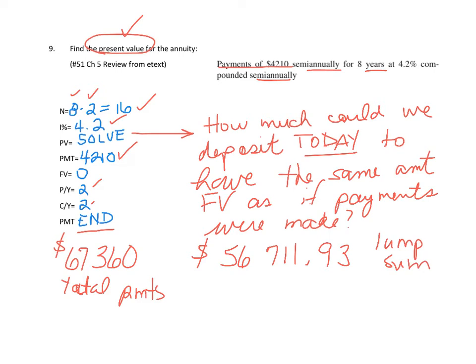Of course, the catch is you may not have this much money up front, but even though this is a lot more money coming out of your pockets, you may have $4,210 twice a year to be able to deposit, rather than being able to put in over $56,000 right now.